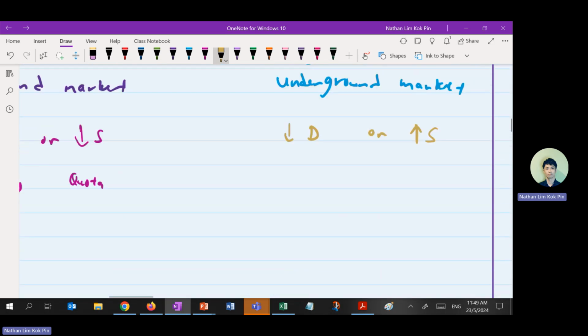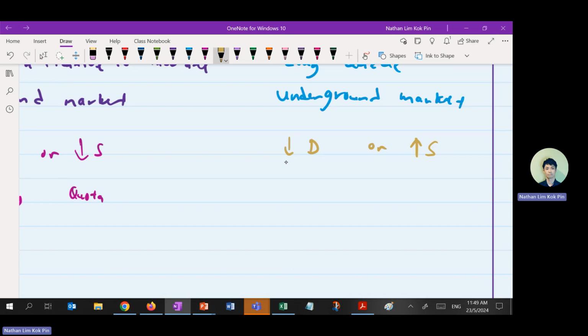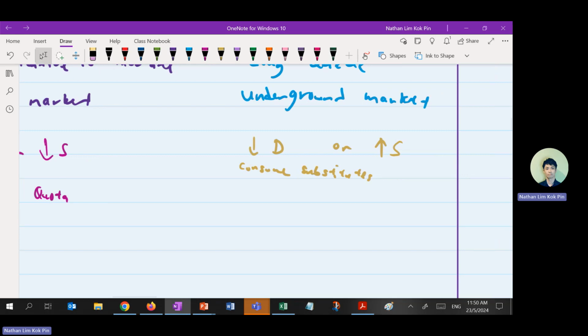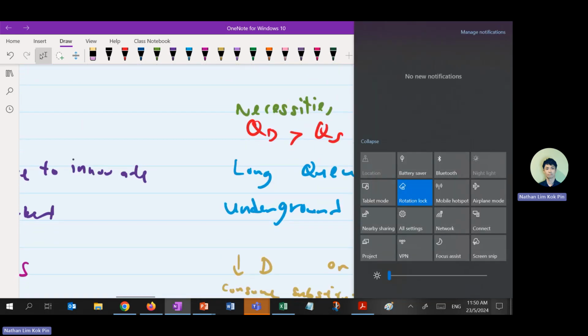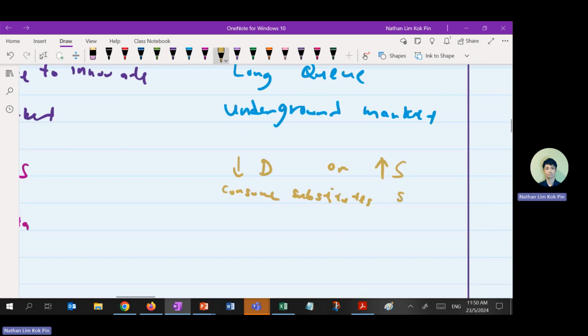This one is a shortage. So how do we decrease demand? I encourage you to consume substitutes. And increase supply. How can we increase supply, ladies and gentlemen? We can give subsidies. We can directly increase the output and so on. All right, this is the summary. I don't have so much time to cover it again.